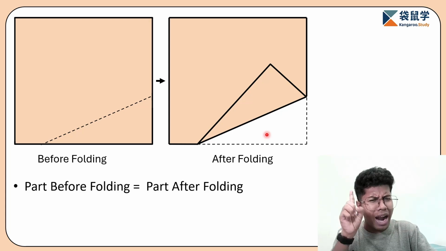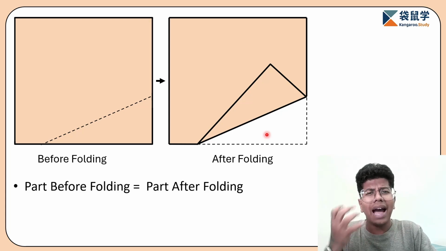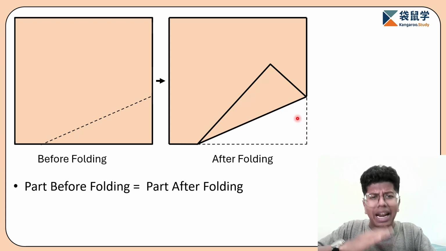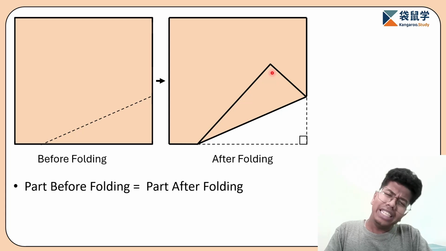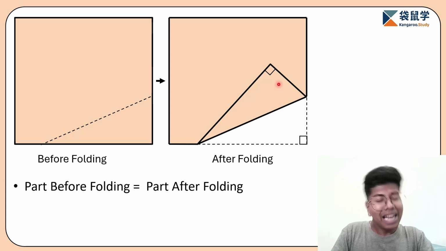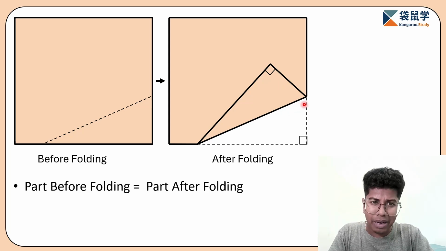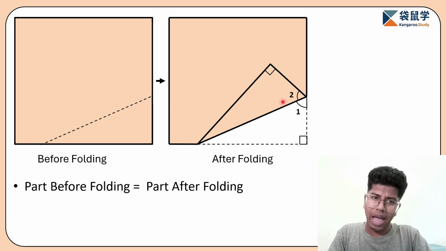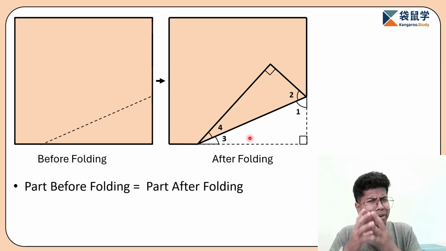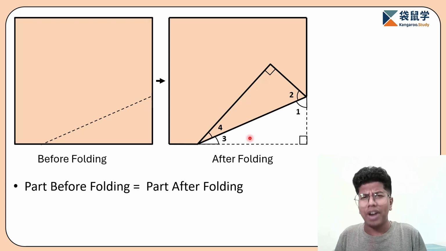Now, if the part is the same, what about the angles? Let's say this part here is folded and it moved upward. Each angle in a square, we all know, is 90, so this angle will be 90 again. Now let's look at the other angles that are present. Let's say this one is angle 1, angle 2, angle 3 and angle 4. Is there any relation between these angles? Let's try to find it out.